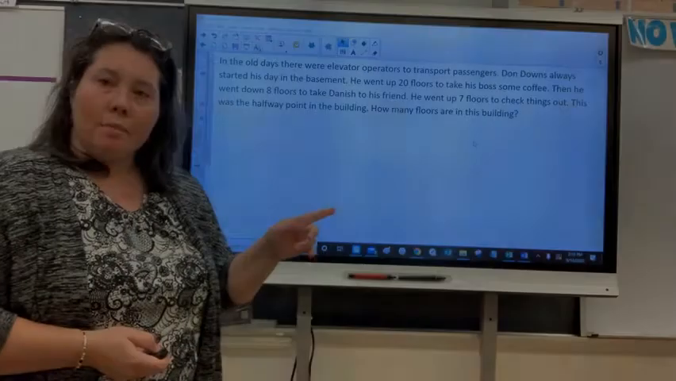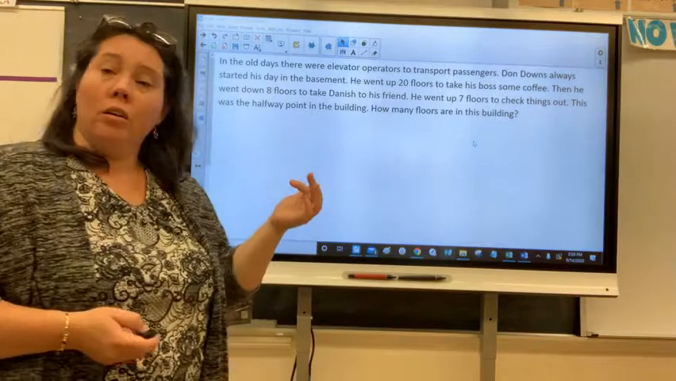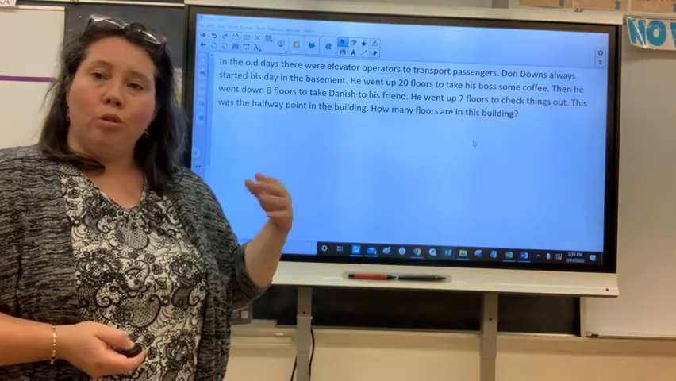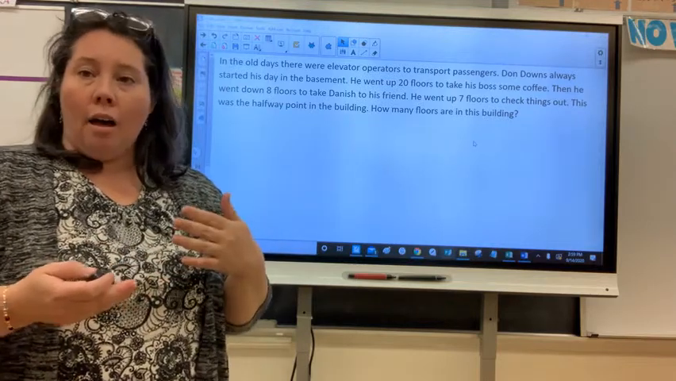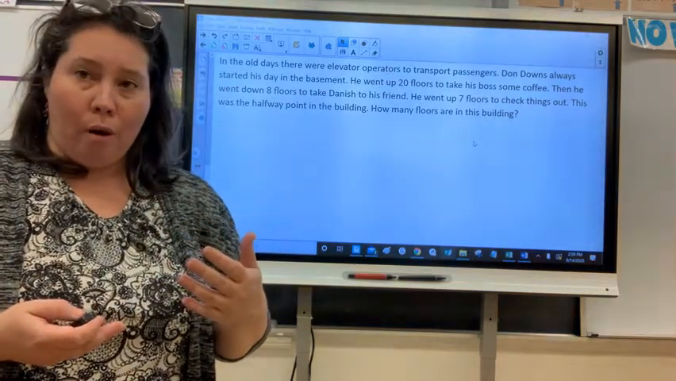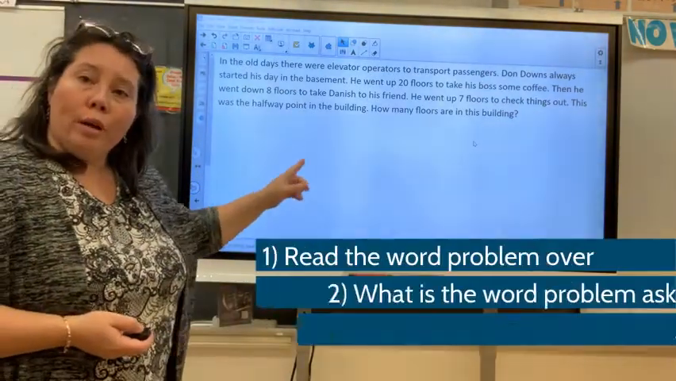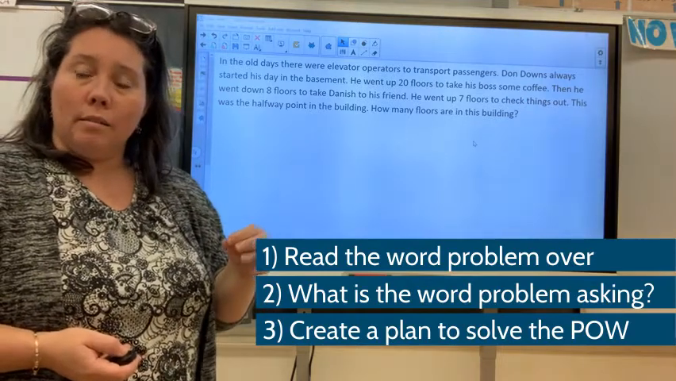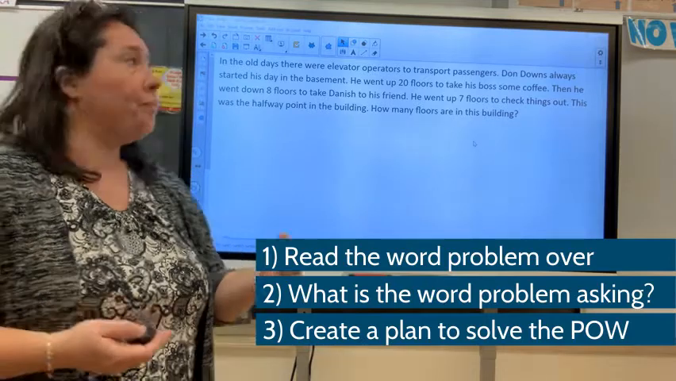Our practice POW is going to be about an elevator operator, Don Downs. We're going to use this word problem to show you what steps you have to take to solve and submit your weekly word problems. So the first thing we're going to do is read through the word problem. Then we're going to figure out what it's asking us, come up with a plan, and create our solution.